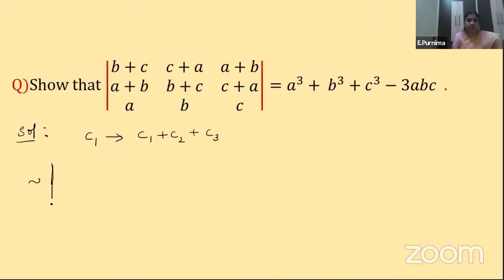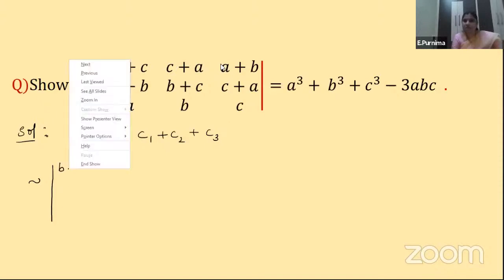Okay, now C1, this is C1, this is C1, and this is C2. So let us try to add those two. B plus C plus C plus A, B plus C plus C plus C, C plus A plus C3 also. That is A plus B. Means these three terms we are adding.